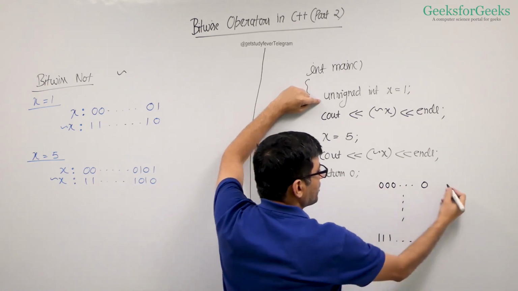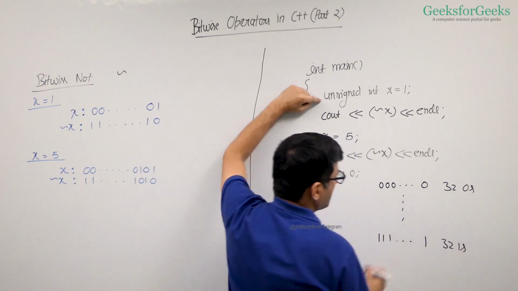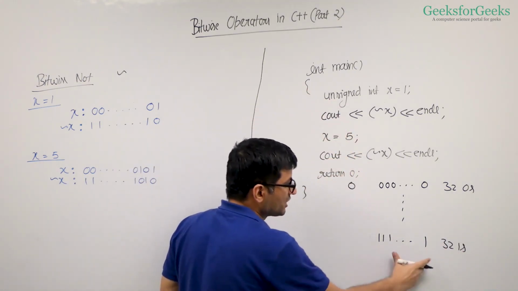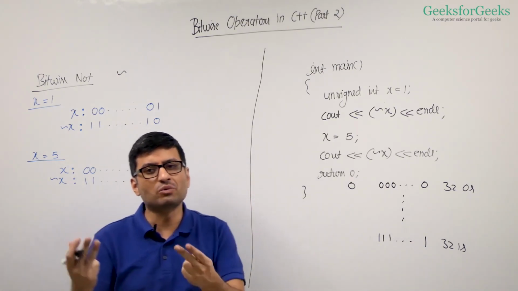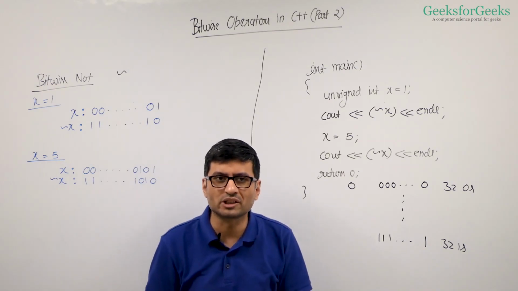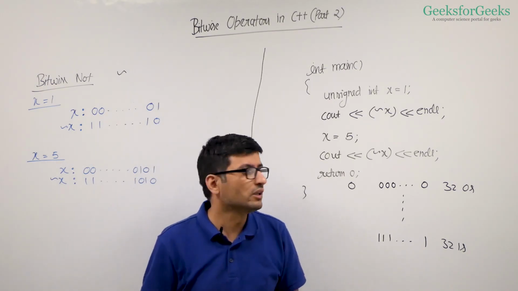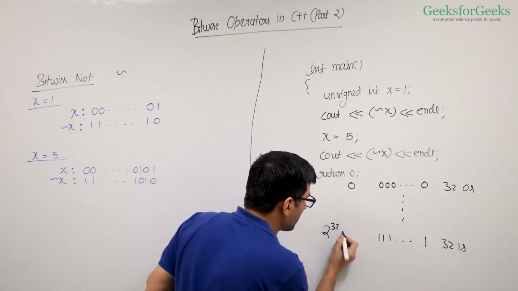Right? So these are 32 zeros and these are 32 ones. So what is the value of this number? This is 0. And what is the value of this number when you have 32 ones? What is the value of a number when you have 3 ones? It's 2 raised to the power 3 minus 1. When you have 4 ones, it's 2 raised to the power 4 minus 1, 15. So this number has value 2 raised to the power 32 minus 1.